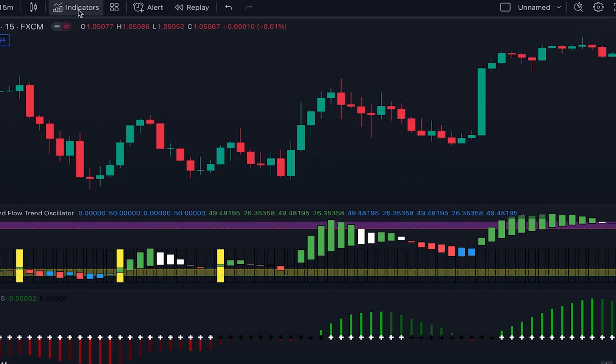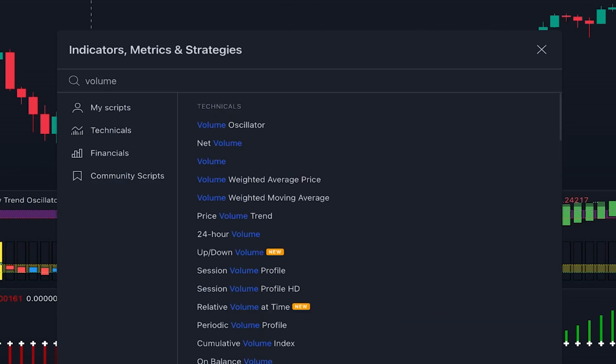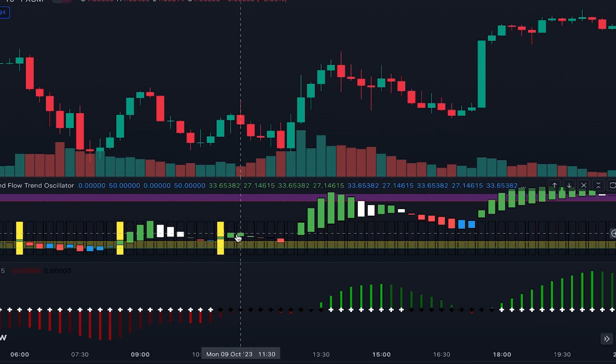Let me also add volume to our chart, this one, so you can better understand what is happening. Alright, as you can see, when we have these two small green candles, we don't have considerable volume for them, and even for this one we have selling volume.